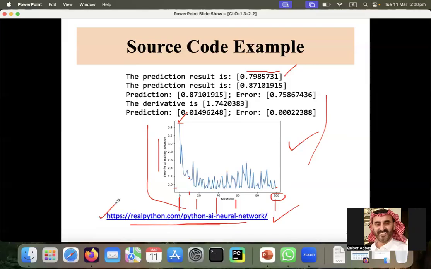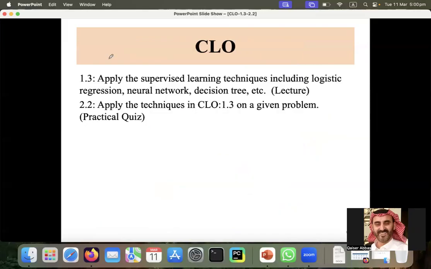Okay, now moving on. So we are finished with logistic regression, and we are finished with the neural network.